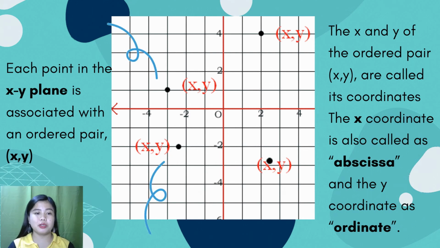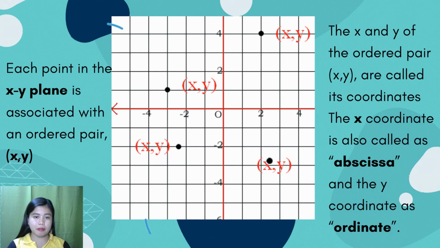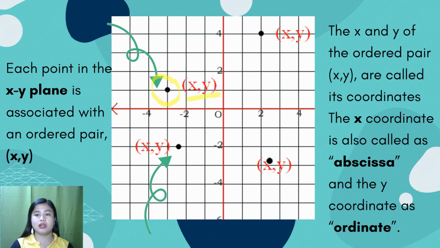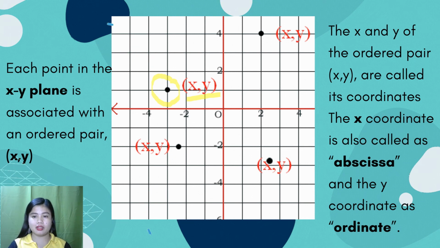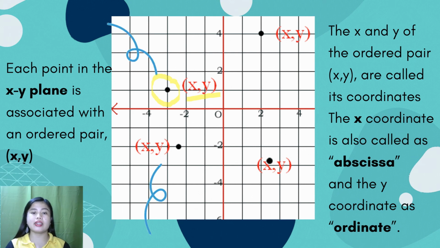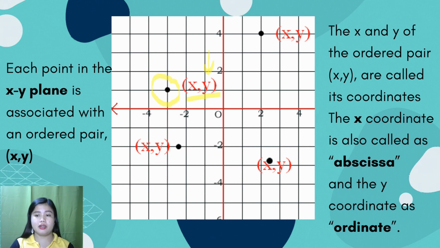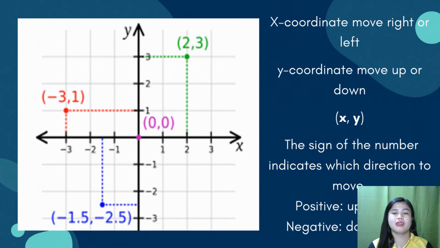Each point in the xy plane is associated with an ordered pair (x, y). For example, we have a point here, and we name it as an ordered pair (x, y). The x and the y of the ordered pair are called its coordinates. The x-coordinate is called the abscissa, and the y-coordinate is called the ordinate. The x-coordinate moves to the right or to the left. The y-coordinate moves either up or down.